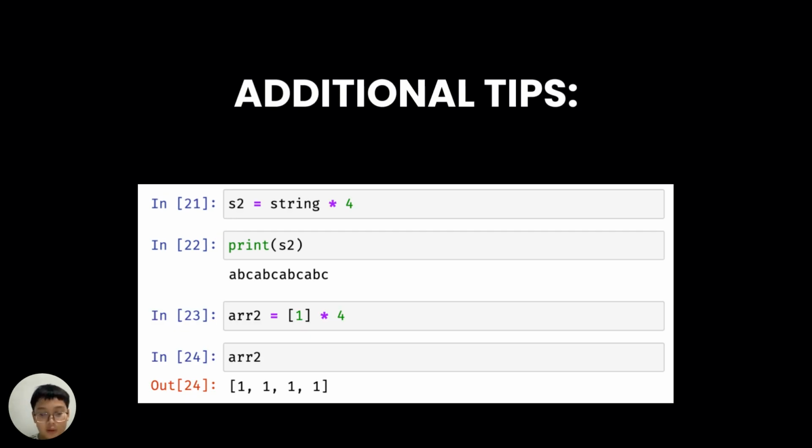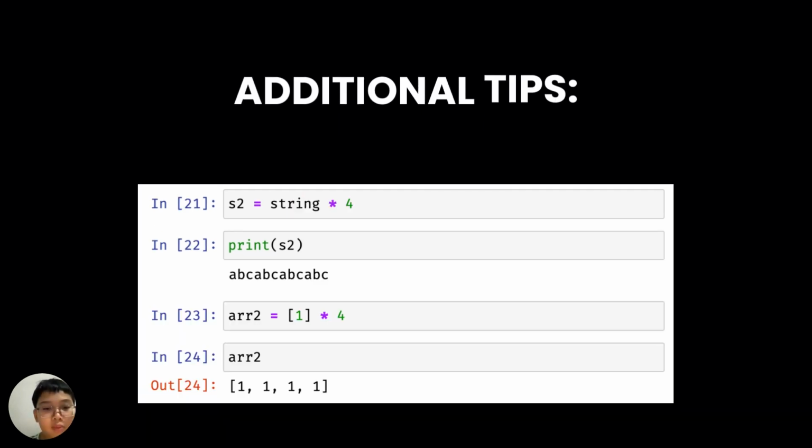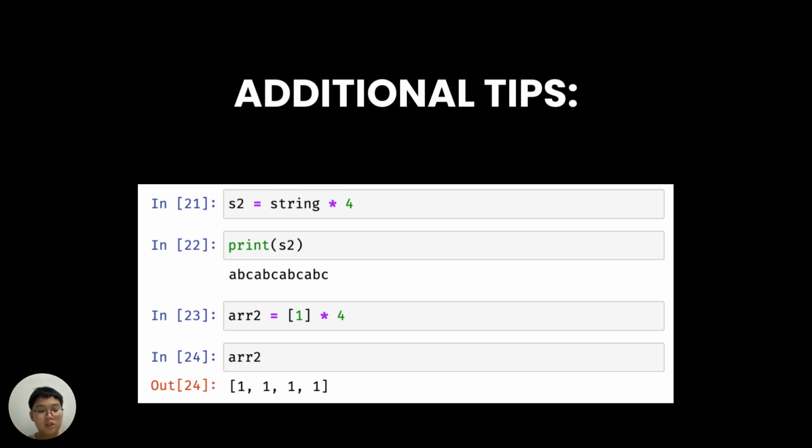Next, I also have an additional tip: we could actually multiply strings, not only numbers. So here, the string we have is ABC. If we multiply that by 4, it should be ABC, ABC, ABC, ABC, 4 times like this. And then we could also multiply an array like this. The array 1 multiplied by 4 equals an array with four 1s.